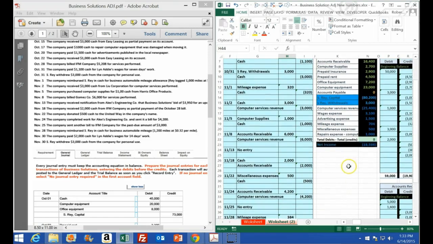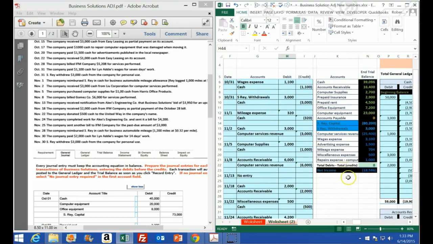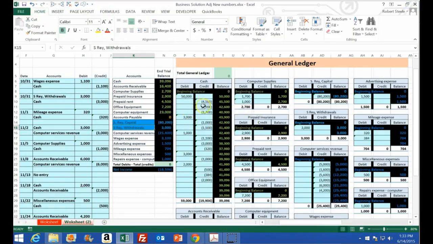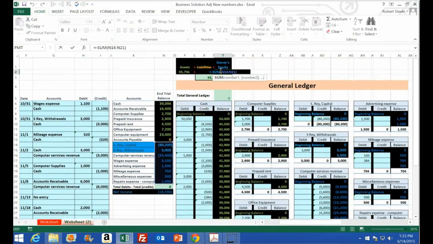Who took it out? Ray. Who's Ray? Ray's the owner. Therefore, you would think it would be the owner's equity section. And we have the withdrawals right here. And this is, again, a little bit confusing to think about because the owner's equity section is really all of this. All of this is owner's equity represented by the accounting equation.